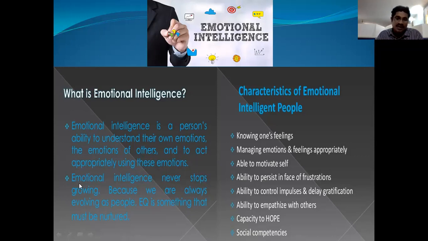Coming to the next point, emotional intelligence never stops growing because we are always evolving as people. EQ is something that must be nurtured. Emotional intelligence is one type of value we need to develop in ourselves, to develop our individuality. Already I told you in the first unit, we have three terms: ethics, morals, and values.